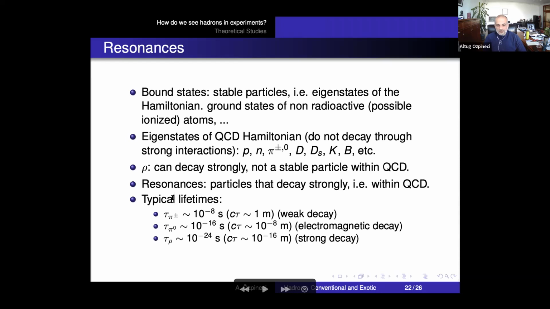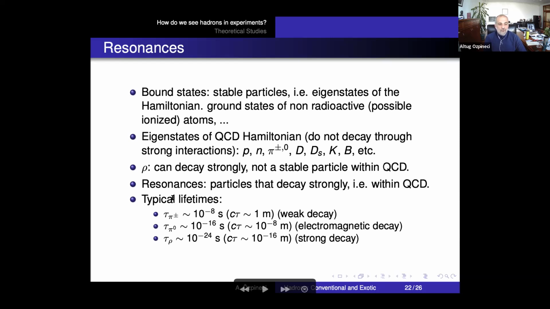So we have bound states, which are stable particles. They are actually the eigenstates of the Hamiltonian of nature, let's say. And in fact, if you think about it, the only genuine bound states we have are the ground states of non-radioactive atoms. All the other bound states are unstable. Proton is the ionized hydrogen.